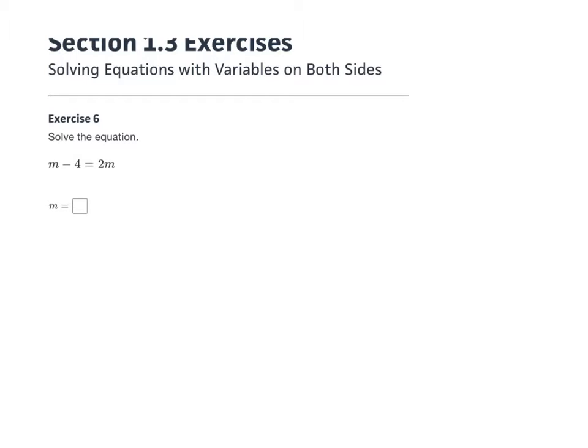Good morning, everybody. Today I'm going to be going over the homework from 1.3, solving equations when we have variables on both sides. So I've got m minus 4 is equal to 2m, and I'm going to solve this in two different ways, and there's one that's going to be a lot shorter than the other.